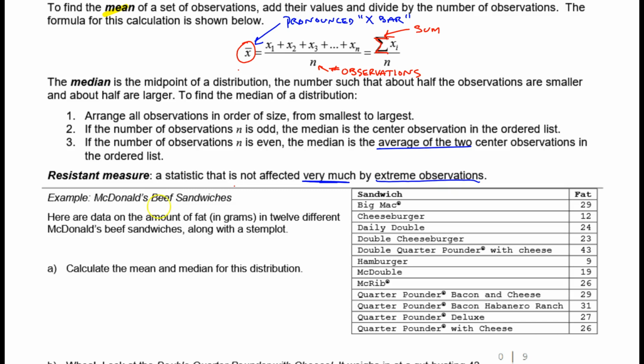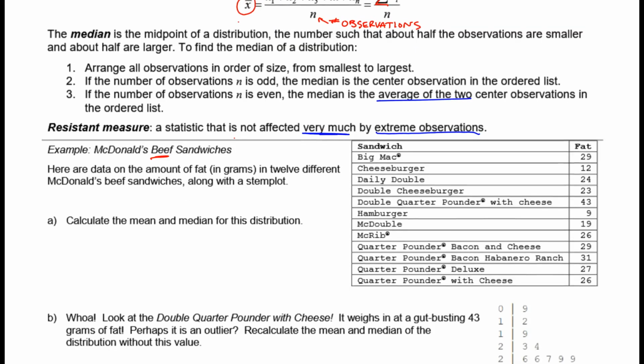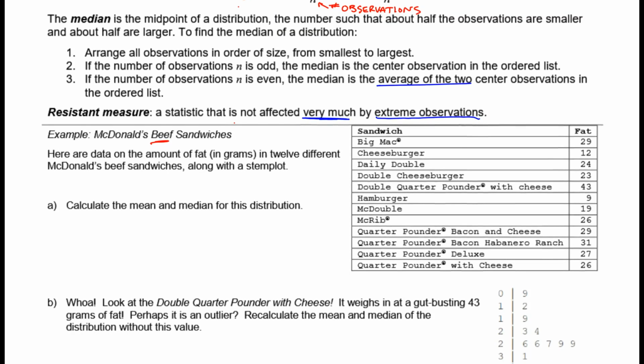We're going to be talking about McDonald's beef sandwiches. Here's a list that shows Big Mac, cheeseburger, daily double, all the way down to quarter pounder with cheese. And I believe over in Europe they call that a Royale with cheese. But what we're measuring here is the amount of fat in grams for each of these sandwiches. First thing we have to do here is calculate the mean and median for the distribution.